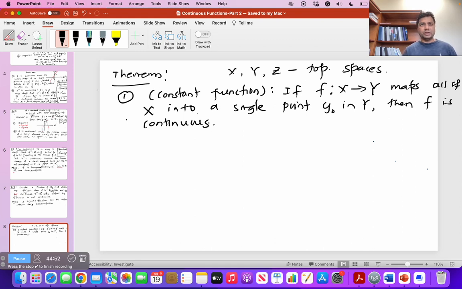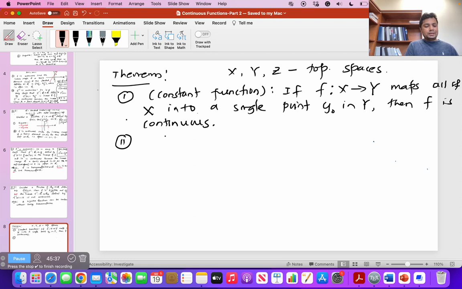That's the definition of a constant function, and I'm sure you have seen it in lower level math classes. So here we have a function f that maps the entire domain X into a single point y0 in the codomain. So we have a constant function, and this constant function is continuous. This is the first type of continuous function that this theorem gives: a constant function is always continuous.